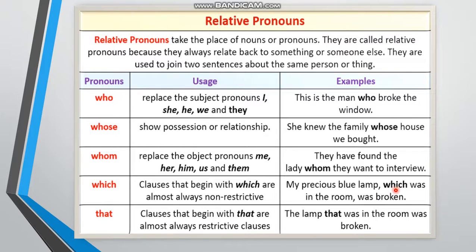That: here, that is not used. Later we shall talk about that. Clauses that begin with that are almost always restrictive, not non-restrictive. That's why we use that. The lamp that was in the room was broken. The information here is necessary. We cannot drop it because the clause is restrictive.